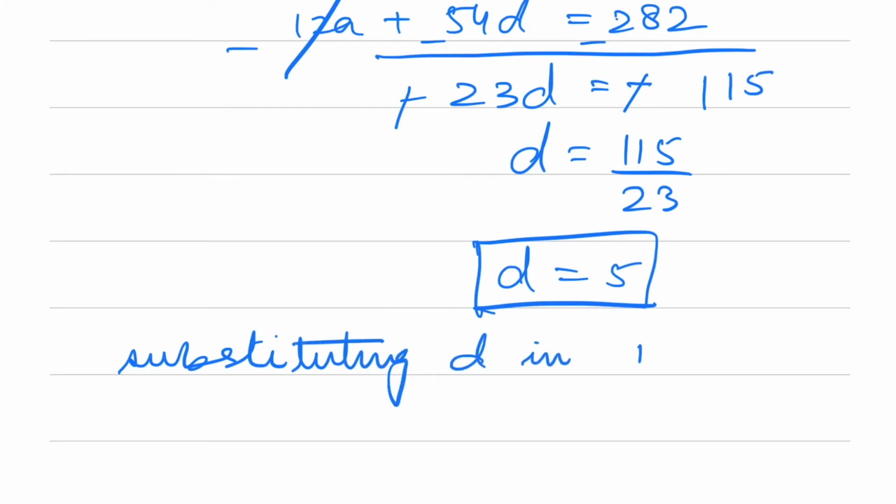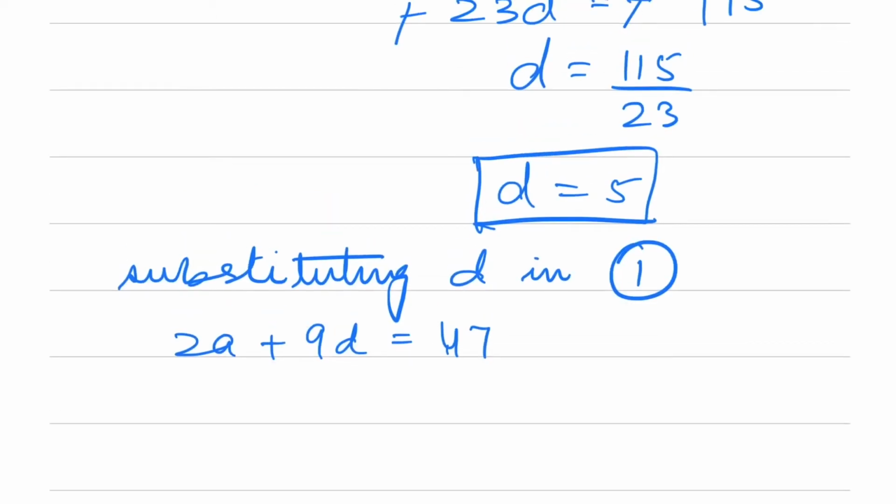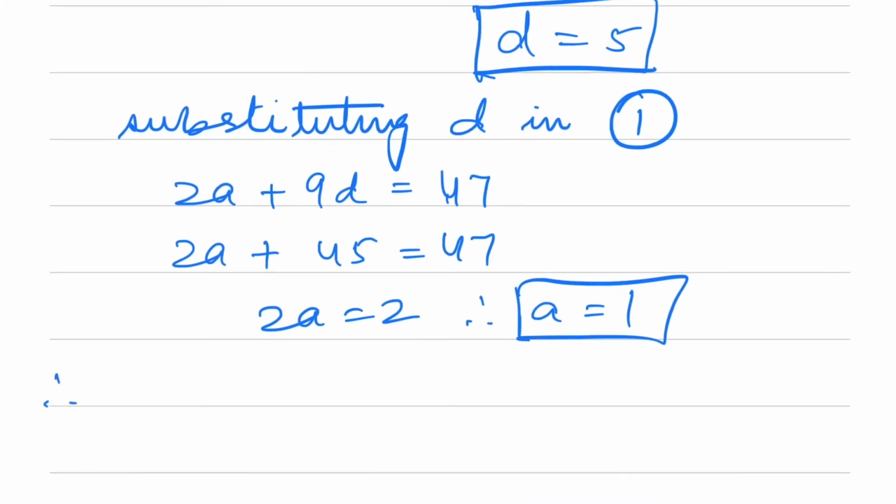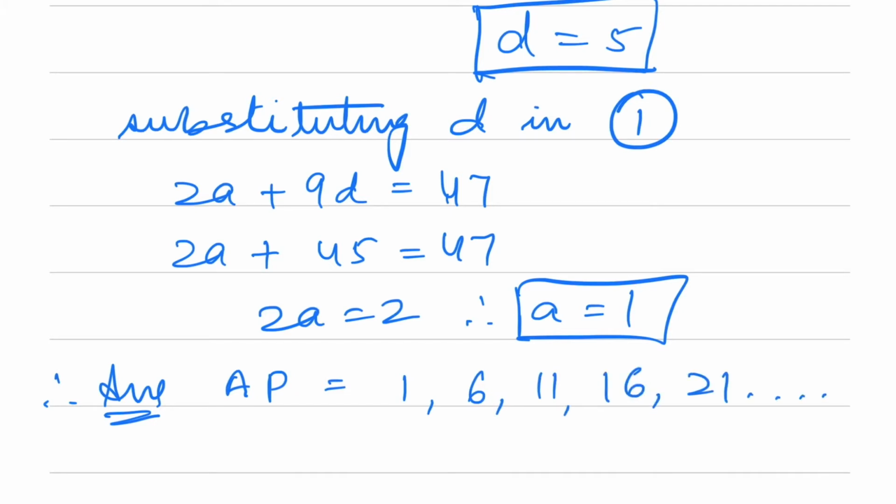Putting D in the first equation, we have 2a plus 9d is equal to 47. So 2a plus 45 is equal to 47. 2a is equal to 2. Therefore, a is equal to 1. So therefore, the answer AP is equal to 1, 6, 11, 16, 21, and so on.